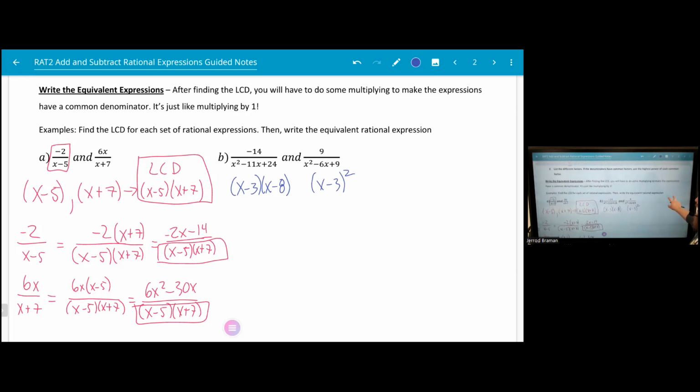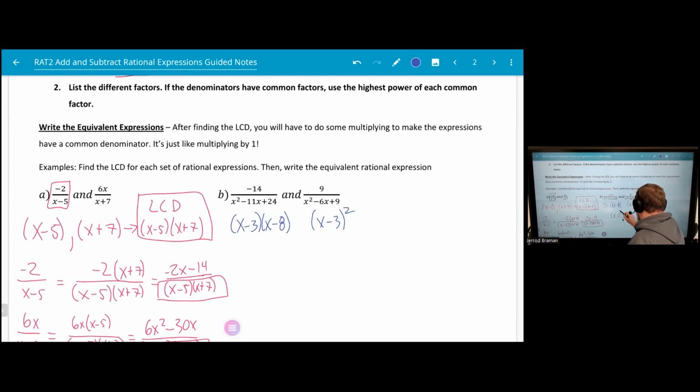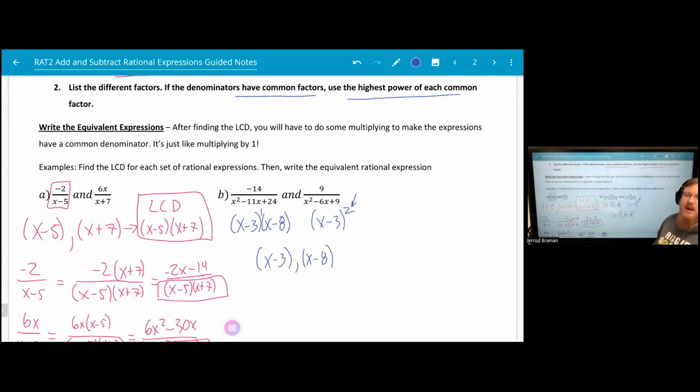Let's see what our directions say about that. Let's list our different factors. We had x minus 3 here, we have x minus 8 here, and we have x minus 3 here, but it's squared. So what do we have to do? If the denominators have common factors, use the highest power of each common factor. That's got a bigger exponent than this, because that's just 1, right? We need to use (x minus 3) squared as our common denominator.